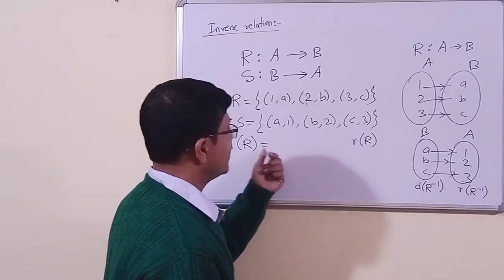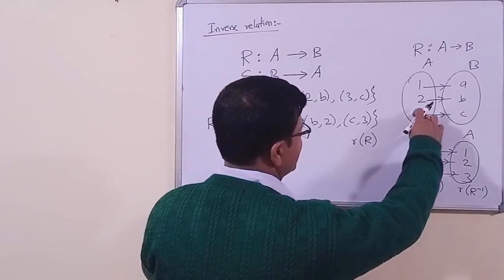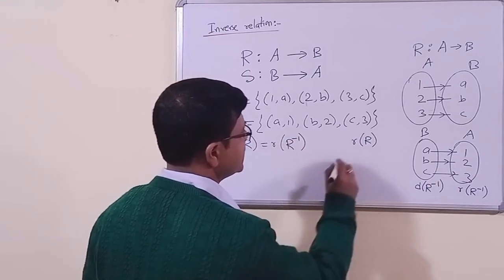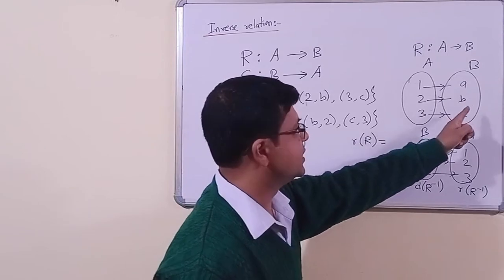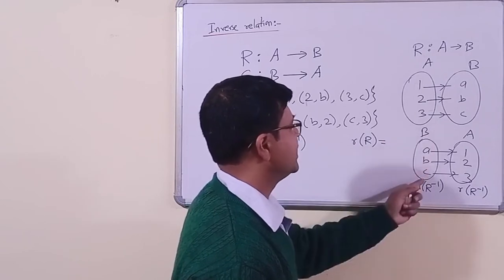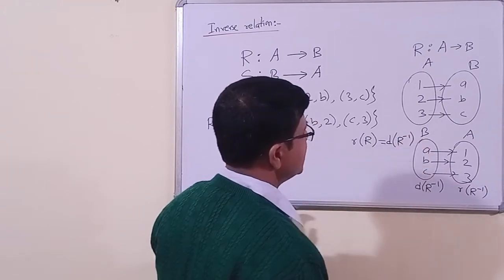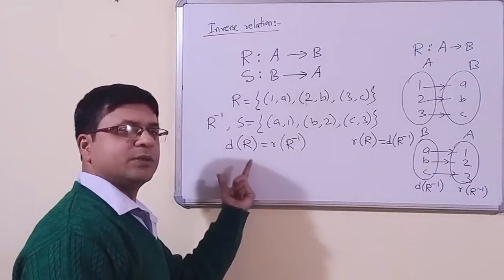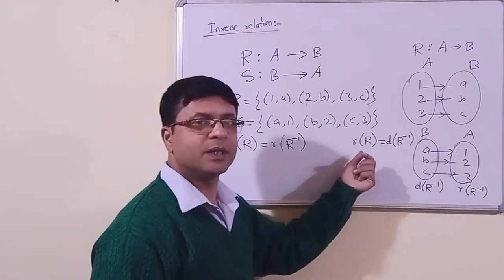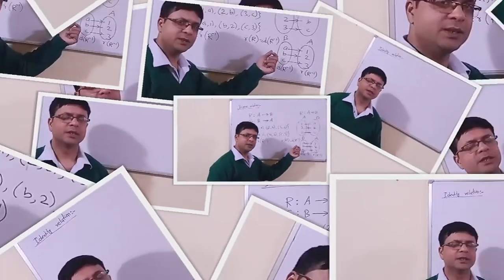Now let us see how they are related with this. This is the domain, 1 2 3, and here they are 1 2 3. That means it is the range of the inverse relation. This is the range, ABC, and here also it is ABC. So how are they related? They are equal. So they are interchanged, we can say. Here the domain of this relation is equal to the range of the inverse relation, and the range of the relation is the domain of the inverse relation. Have you understood this? Then we have taken another topic.